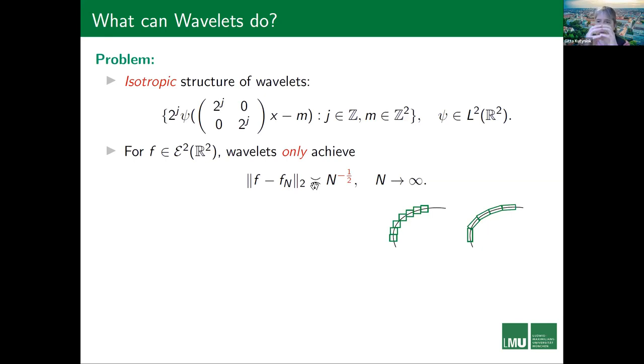So the scale is always 2 to J, and if you now have these distinctive discontinuities and you would like to really efficiently approximate them, you don't do a too good job with wavelets because they are like a little square. You only get a rate of n to the -1/2, which is very far from n to the -1. What would be much better would be if you had anisotropic shaped elements.